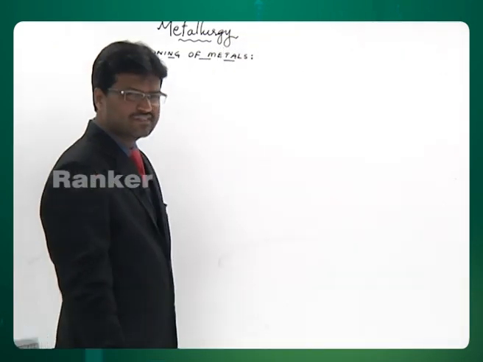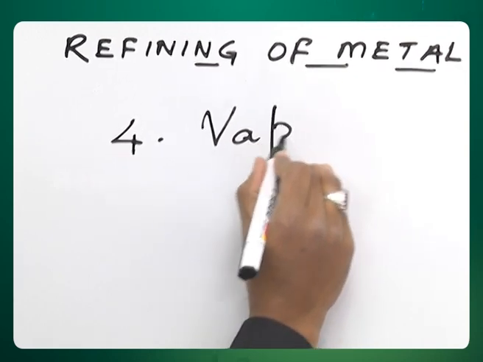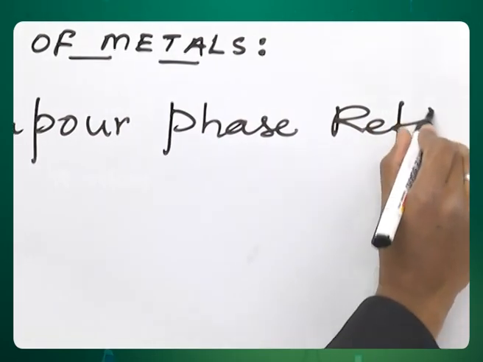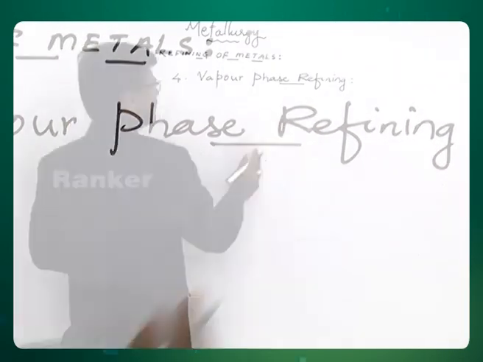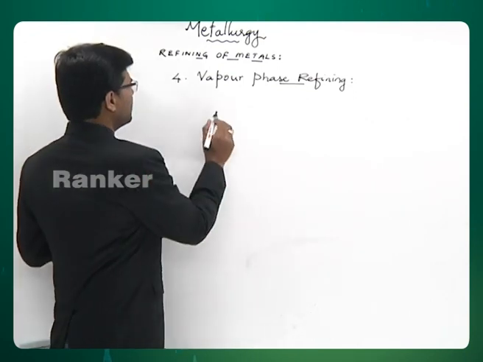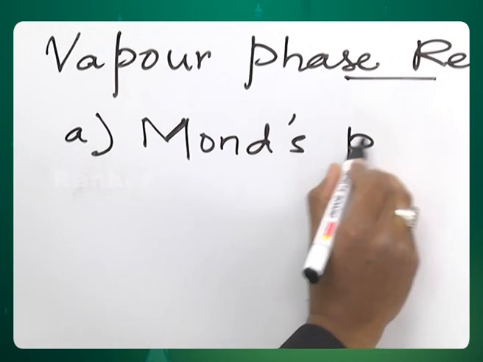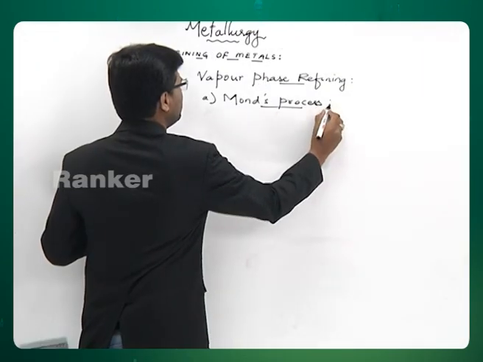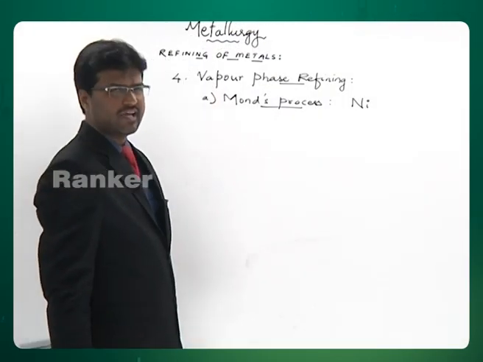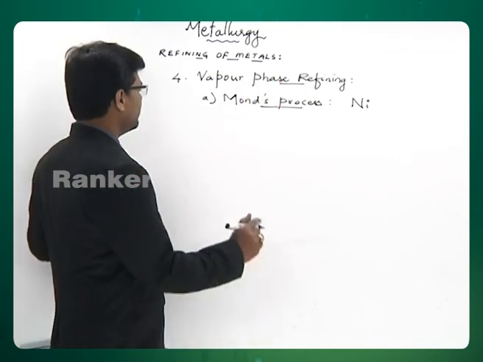Well, the next method we are going to discuss is vapor phase refining. Let's learn about vapor phase refining. Under vapor phase refining, we have 2 examples to discuss. Number 1 is Mond's process. Mond's process is used for the purification of nickel. Nickel metal can be purified by this method, Mond's process. It comes under this category of vapor phase refining.